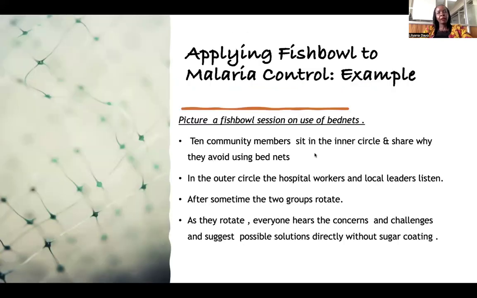How do we apply a fishbowl session for malaria control? Let's picture a fishbowl session on use of bed nets. 10 community members sit in the inner circle and share why they avoid using bed nets. In the outer circle, hospital workers and local leaders listen in. After some time, the two groups rotate. As they rotate, everyone hears the concerns and challenges and suggests possible solutions directly without sugarcoating.